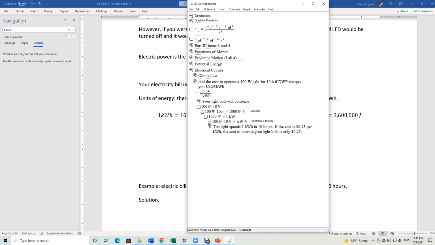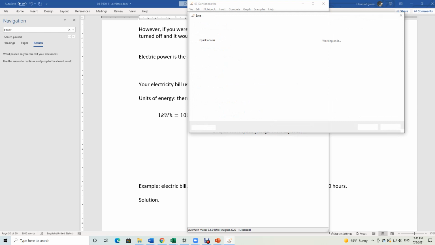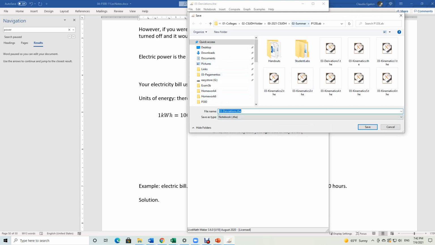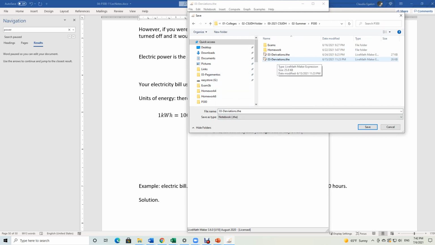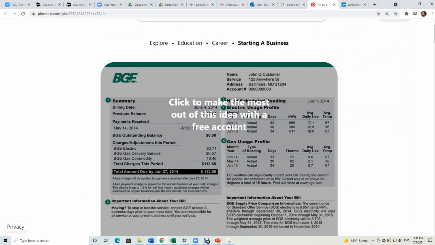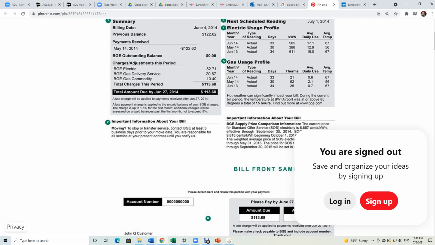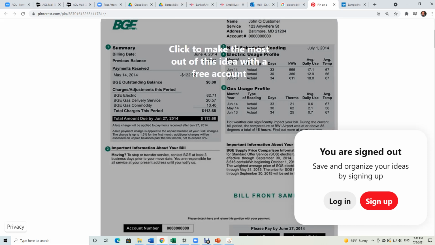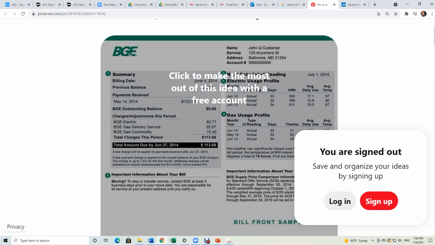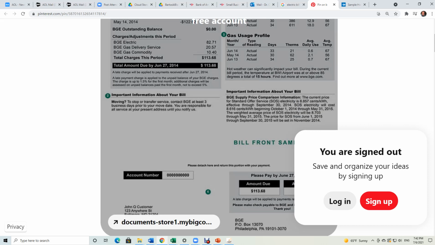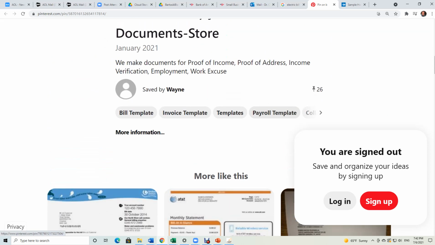Okay, let's see if that is it. I'm curious, is 25 cents a reasonable rate? Let's take a look at that electric bill, right? Let me save the scene here first. Electric bill that we saw. Let's see here. Daily usage. Let me see the cost. Doesn't look like they have the cost per kilowatt here, unfortunately.